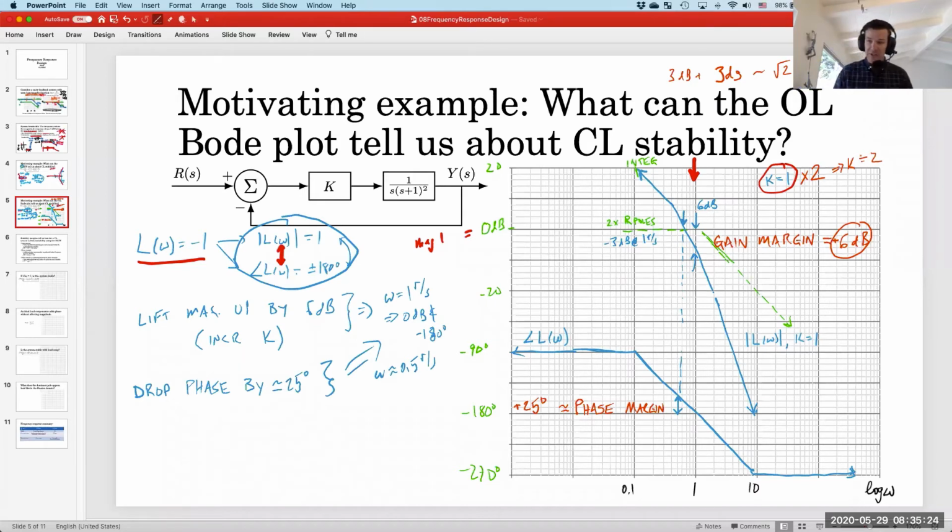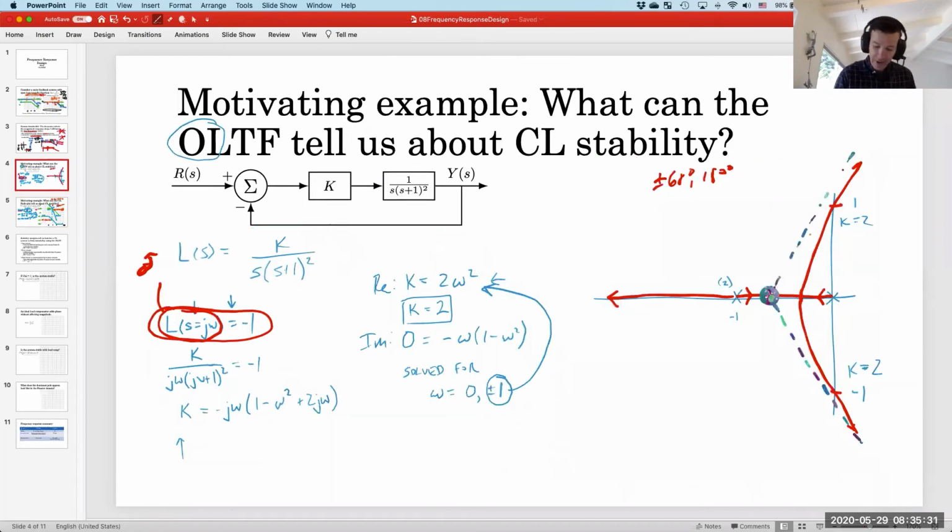Now it's much harder to see the phase margin in the root locus plot, but it is there. I don't know if this is going to help you or not, but if I set k equal to 1, that's going to put our closed loop pole somewhere in here. So these are when k equals 1. Now, if I were to rotate the root locus about the origin by 25 degrees, then I would also accomplish the same thing. I would put this closed loop pole on the imaginary axis.